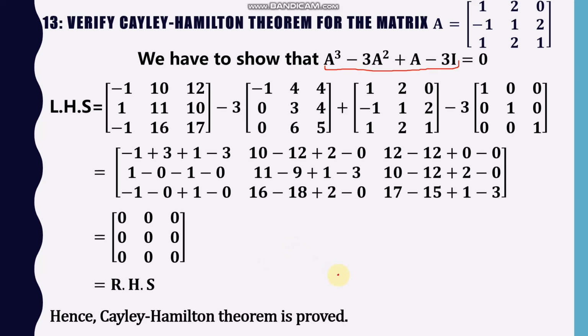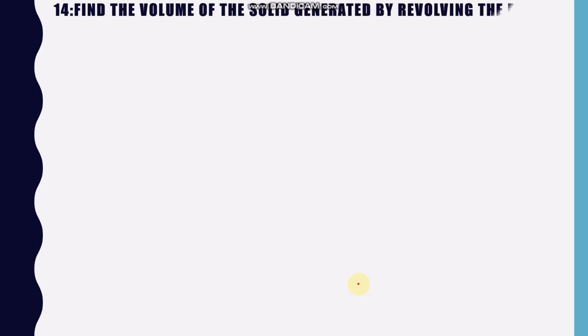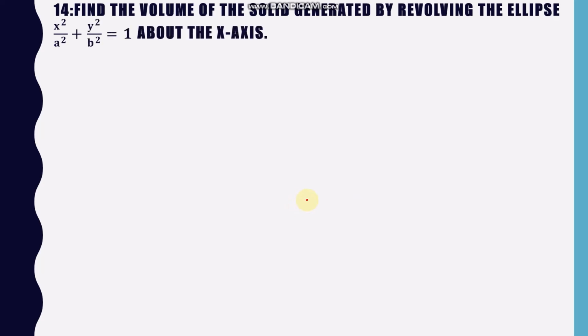Okay, now let's move to the last question, which is question number 14. You have to find the volume of the solid generated by revolving the ellipse x square upon a square plus y square upon b square equal to 1 about the x-axis. You can see the figure here. This is the x-axis, this is the y-axis.